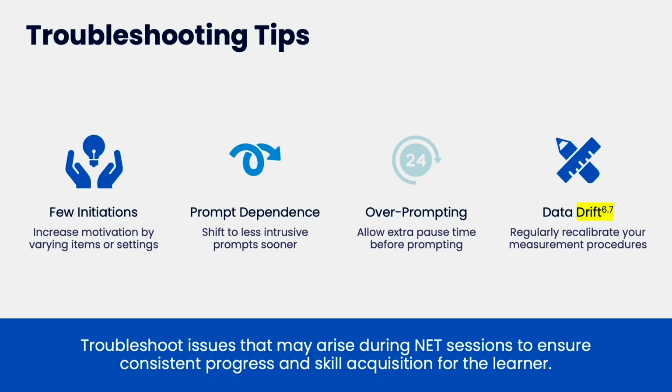So when there's not enough initiations, we increase motivation. These are all the same except data and prompt dependency. We would shift to less intrusive prompts. Over-prompting, allowing extra time before prompting. And then data drift. They talk a lot about data drift. So you want to make sure that your measurements are correct, how you're taking data, and that everybody on the team is taking data really similarly.